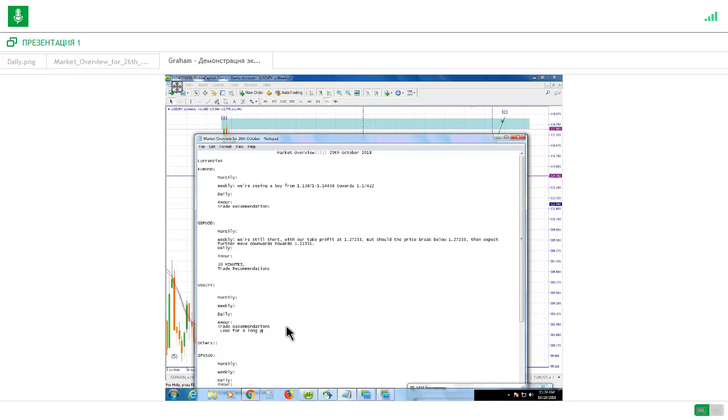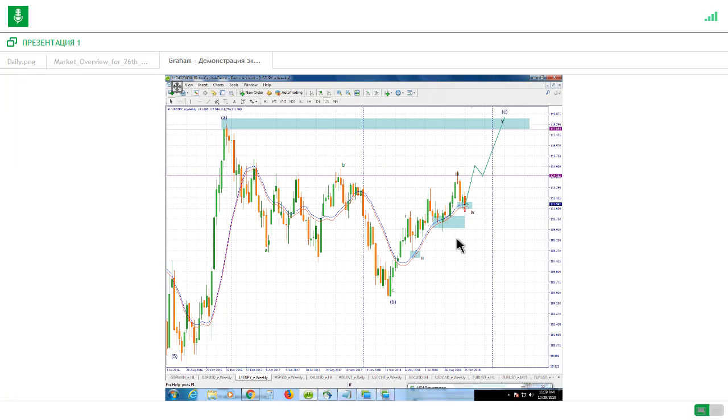look for a long position, with the take profit at 114.182. Then should the price break above this target, then expect further movement towards 117.833.